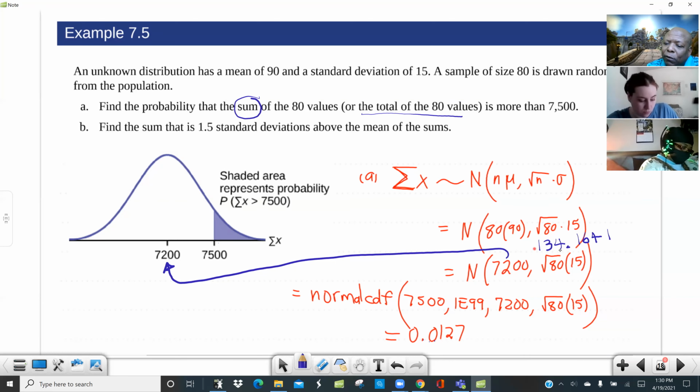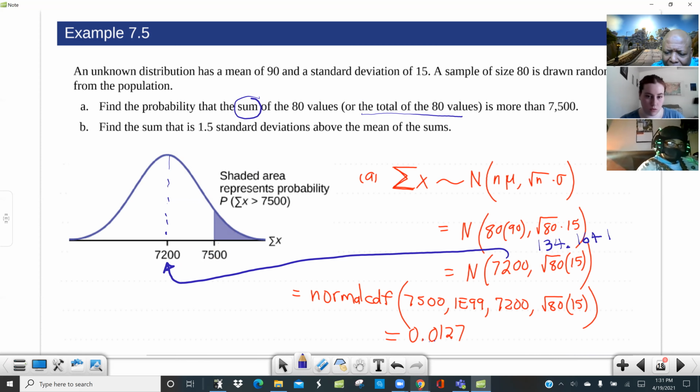If you're using the TI-84, the good thing about the TI-84 is that you don't have to find this. You just type it as it is. You just type root 80 times 15, and the machine is going to take it. But with this online calculator, I'm finding it out because I need to type it as it is in the calculator. Now, what do we want? Find the probability that the sum is more than 7,500. So the mean is 7,200 here, and 7,500 is going to be to the right of 7,200. And what you are asking is the area that is shaded in blue.